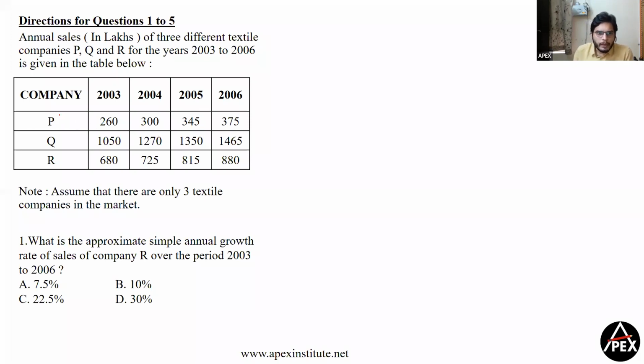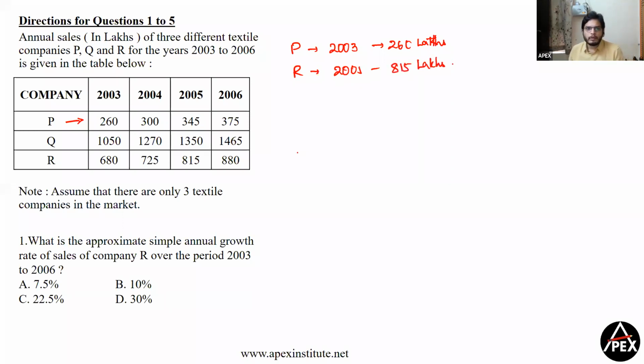So just by looking at this table, I can say that the sales of company P in the year 2003 is 260 lakhs. Okay. So the sales of company R in the year, for example, let us say 2005, is 815 lakhs. That is the information given to us. We have three companies, with sales for 4 years, 2003 to 2006.